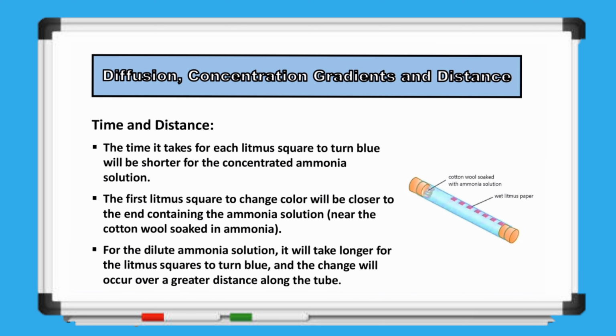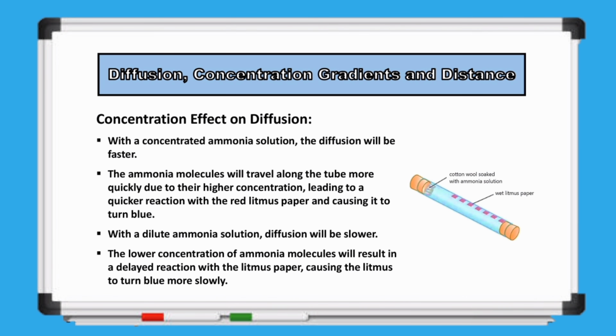To understand how distance affects the rate of diffusion, we can observe the impact of concentration gradients. When using a concentrated ammonia solution, the litmus squares will turn blue more quickly, with the first square changing color closer to the end containing the cotton wool soaked in ammonia, as the higher concentration of ammonia vapor diffuses faster. In contrast, with a diluted ammonia solution, the litmus squares will take longer to change color, and this change will occur over a greater distance along the tube, highlighting that a lower concentration results in slower diffusion and a greater spread of the substance. Also, from this experiment, we will discuss how concentration affects the rate of diffusion.